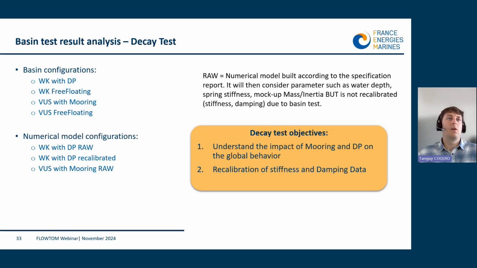The vessel needed a recalibration, so this is why there are only three lines here, where the semi-submersible floater was not using this recalibration. So we will only look at the raw model. And so the decay test objective is first of all to understand the impact of mooring and DP on the global behavior, and to recalibrate the stiffness and damping data if necessary.